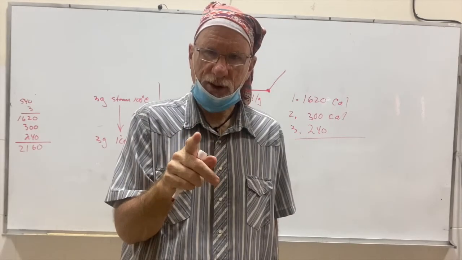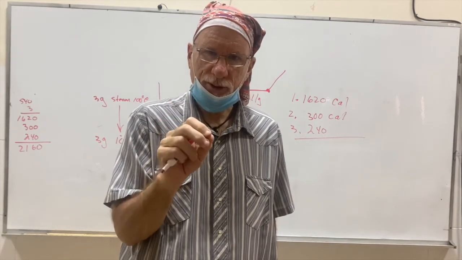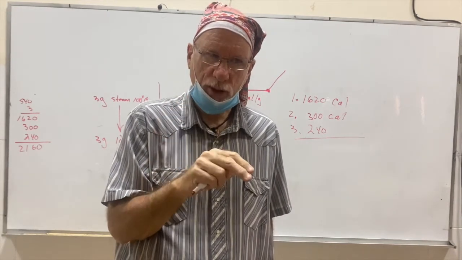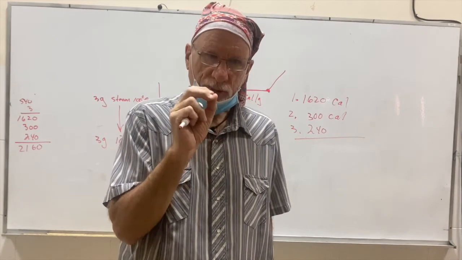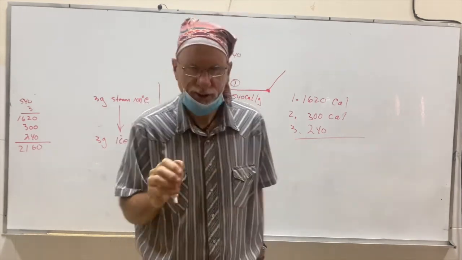Okay, do it. Is it going? Yeah. All right, so it's 3 grams of steam at 100 degrees Celsius. I'm going to cool it to 3 grams of ice solid at 0 degrees Celsius, correct?